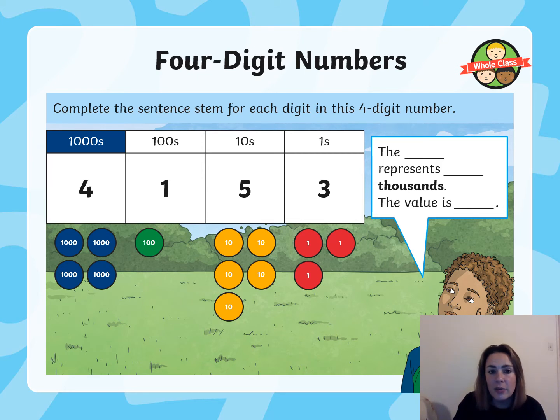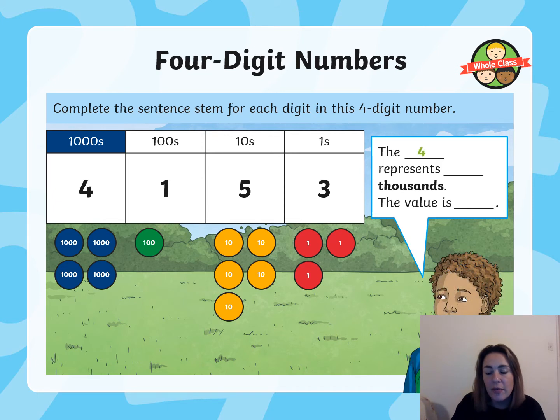So have a go at this one. So complete the sentence stem for each digit in this 4-digit number. So the blank represents how many thousands and the value is. The 4 represents 4,000 and the value is 4,000.